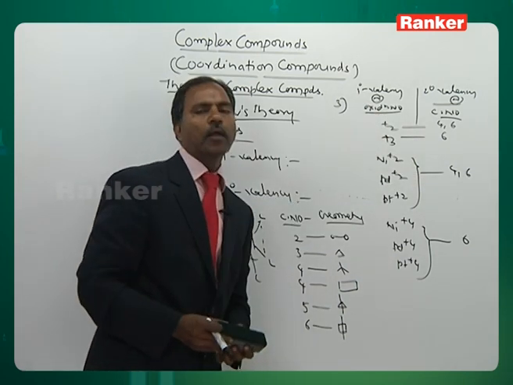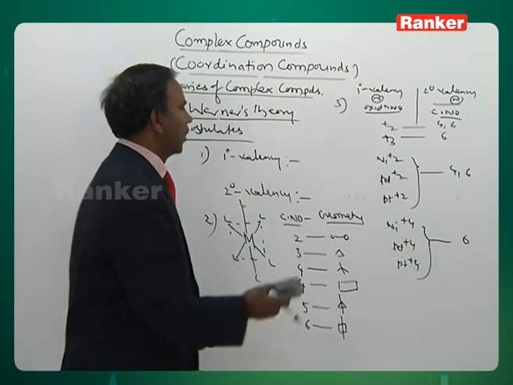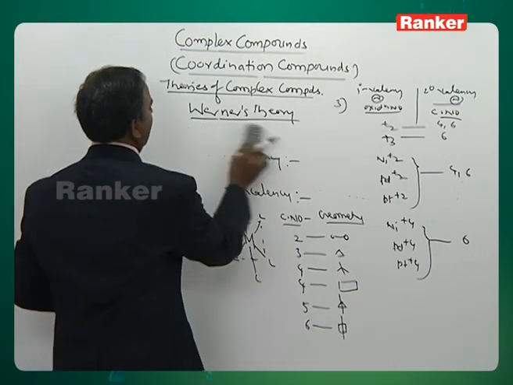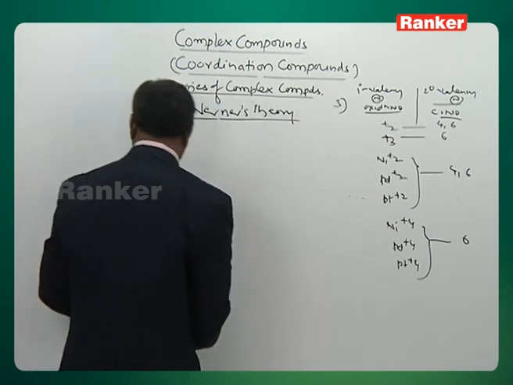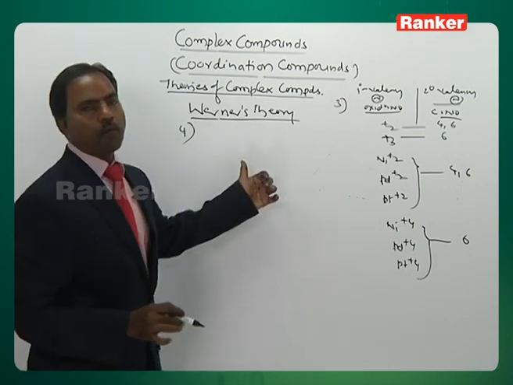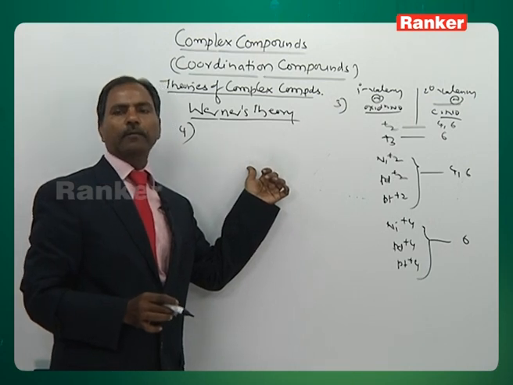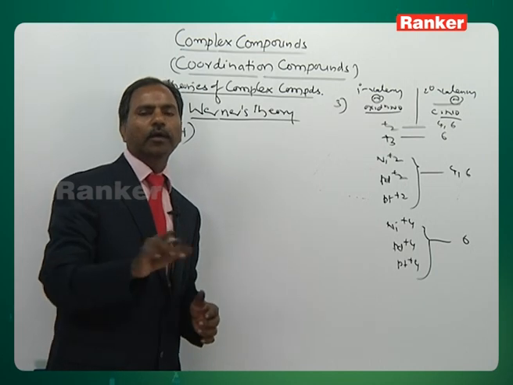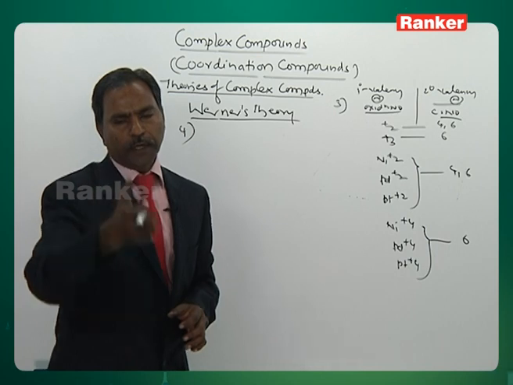Last postulate: how to write the structure of a complex according to Werner theory. So first postulate, second one, third one, and fourth I am showing, Sruti, the fourth postulate. What is the fourth postulate of Werner theory? While writing the structure of a metal complex, the ligands which are linked by the primary valencies are shown by dotted lines, and the ligands which are linked by secondary valency are shown by a solid line.